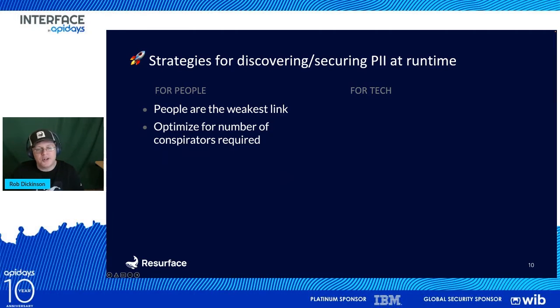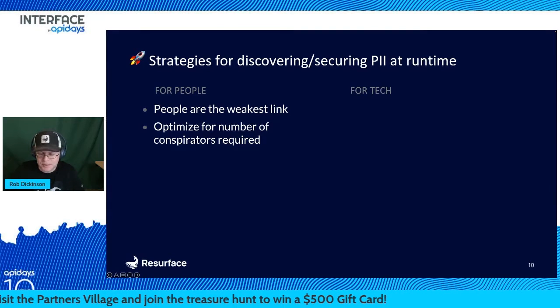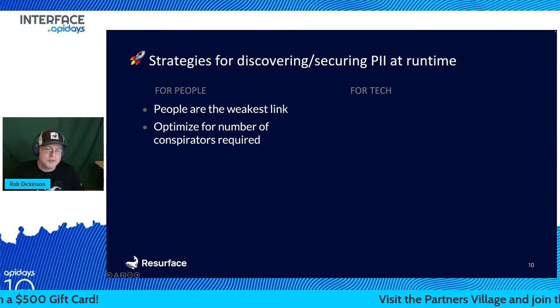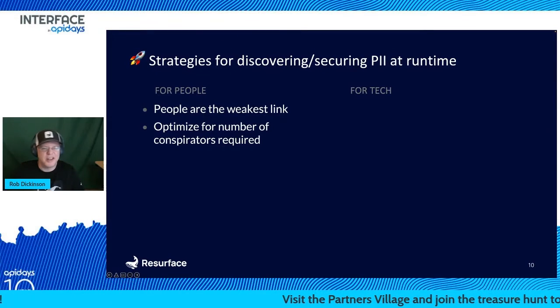And what you're going to do is optimize for the number of conspirators that are required. There are different schools of thought around how large a conspiracy has to be to be detected. Experts will debate the numbers, but usually the numbers you hear are somewhere between 3 and 7.